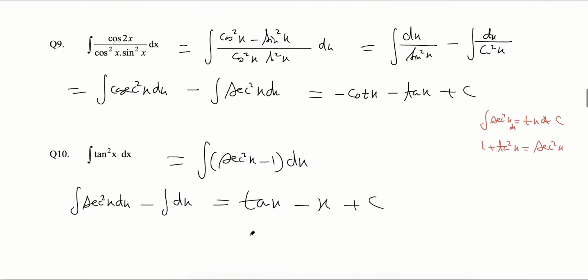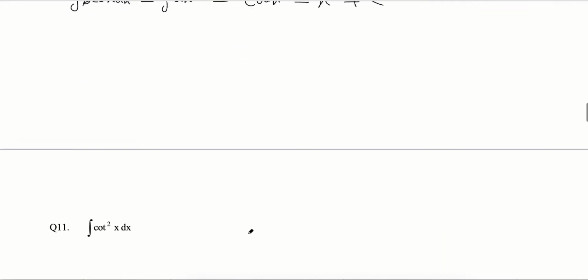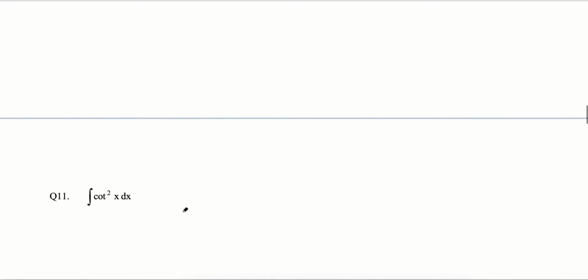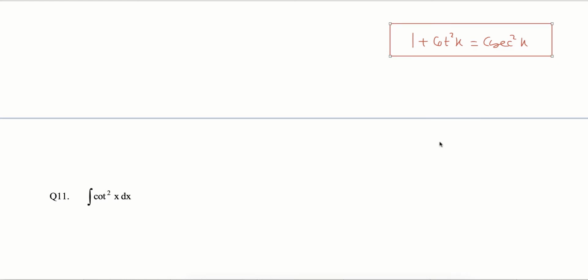Alright. Next, cot square x. Again, same thing. Trigonometry you should know. If you don't know trigonometry, it will be a problem. 1 plus cot square x is equal to cosecant square x. This is the trigonometry formula, not my formula. It's a basic trigonometry formula, right?